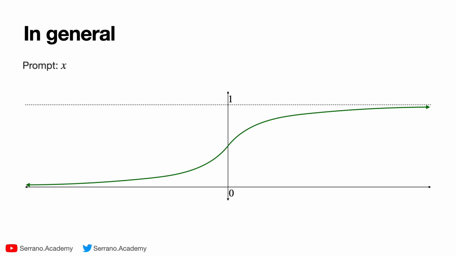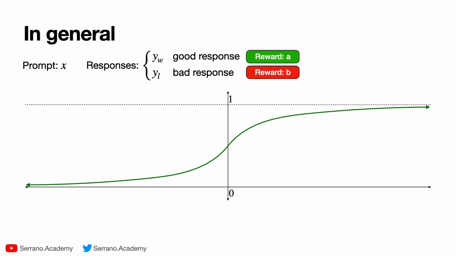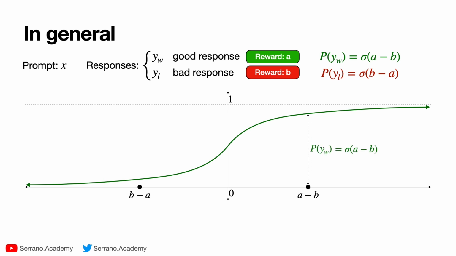And in general, if you have a prompt X and two responses, YW, the good one, and YL, the bad one, and the reward for YW is A and the reward for YL is B, the way we turn this into probabilities is P of YW is sigmoid of A minus B, and P of YL is sigmoid of B minus A. So A minus B is over here, B minus A is over here, and this height is P of YW, sigmoid of A minus B, and this height here is P of YL, which is sigmoid of B minus A. So that's the Bradley-Terry model. Of course, there are other ways to turn things into probabilities, but this one has worked really well, so we're going to stick with this one.